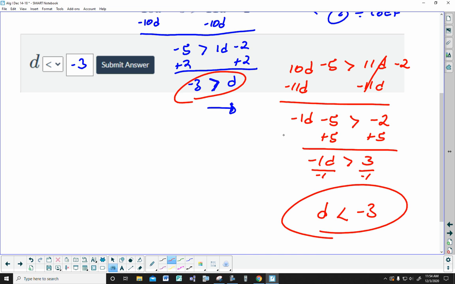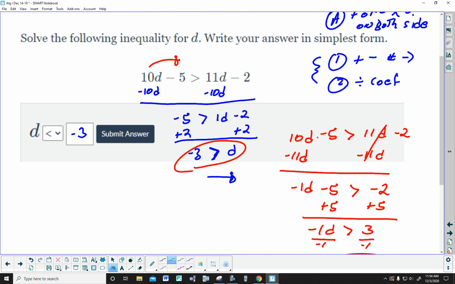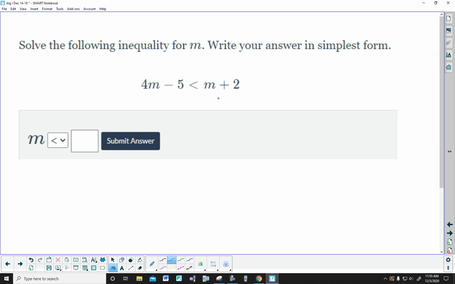It doesn't matter which way you do it, but the reason this one was more work is because you moved the larger amount of d's to the other side, so it created this negative. So when you divided, you had to change the inequality. I usually move the smaller one, or if one is negative, to try and avoid having the negative coefficient, so I don't have to divide by a negative and I don't have to flip the inequality. It's not wrong if you do, I just think it's more work if you do.